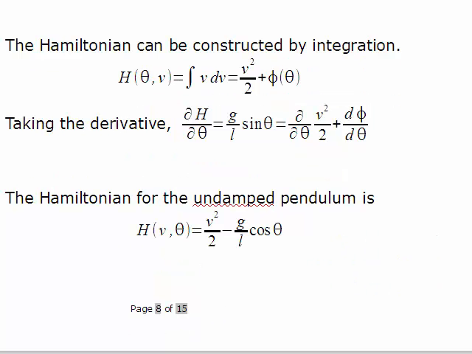Now we're going to construct the Hamiltonian again. First we're going to integrate f of theta, v with respect to v. We end up with v squared over 2 plus this function of theta, which is not defined. So we're going to take the derivative of everything with respect to theta and rearrange.